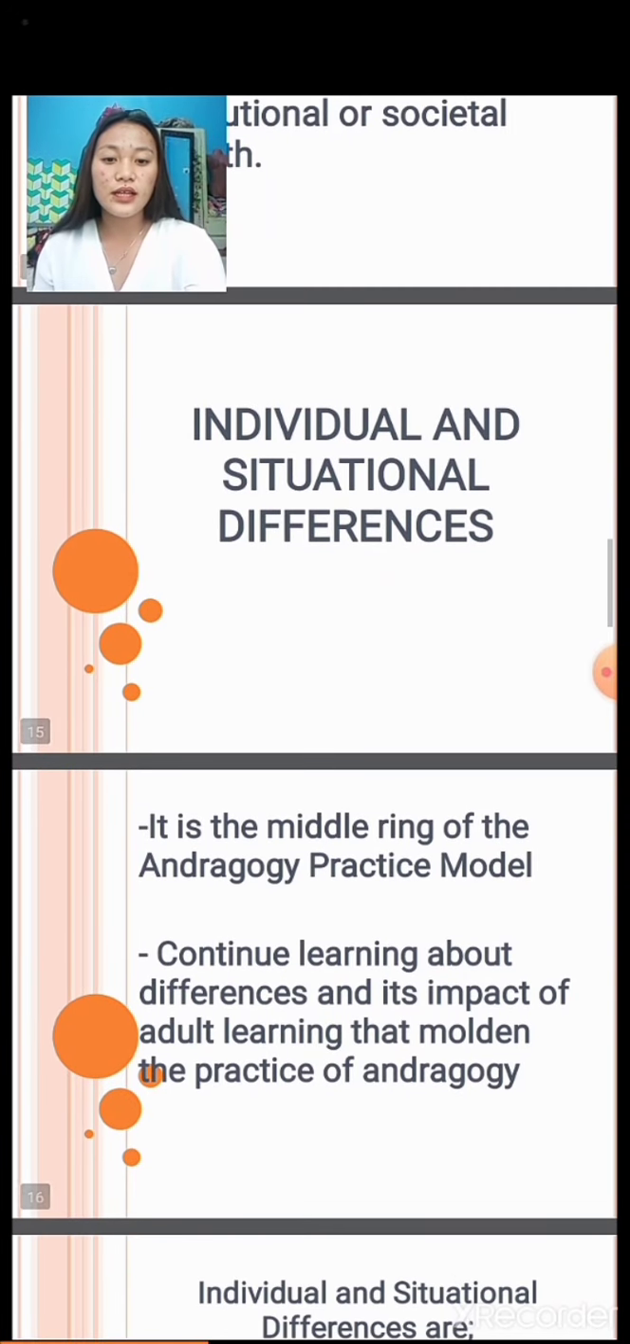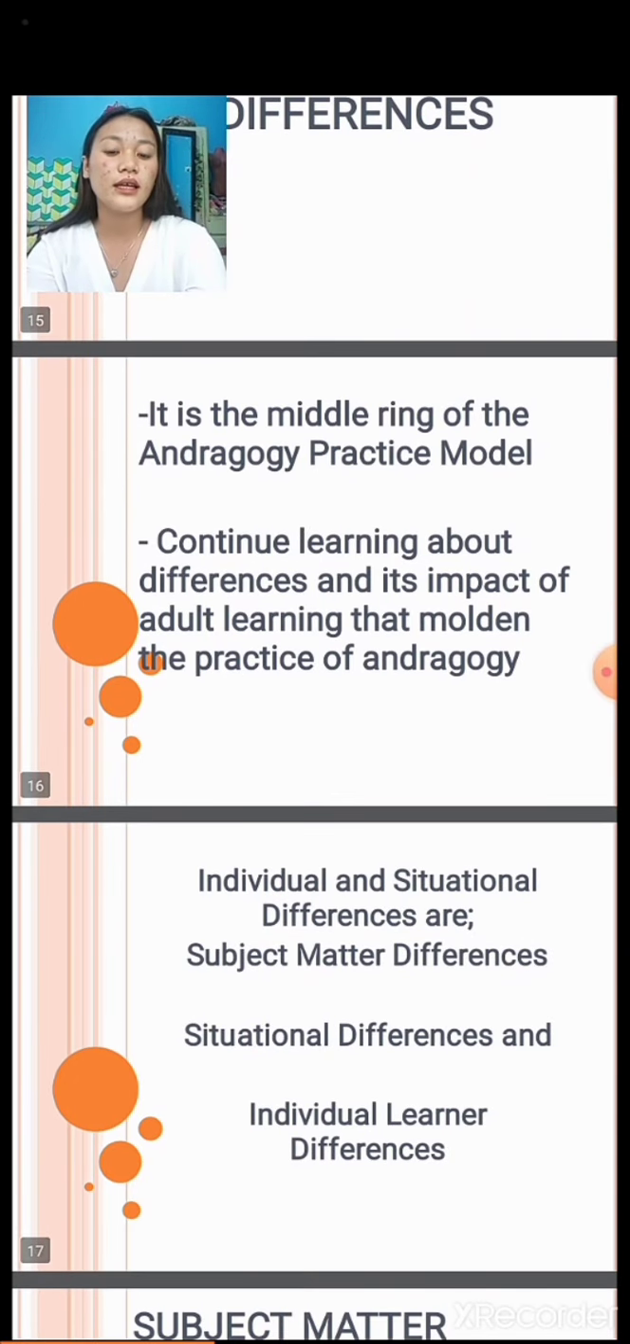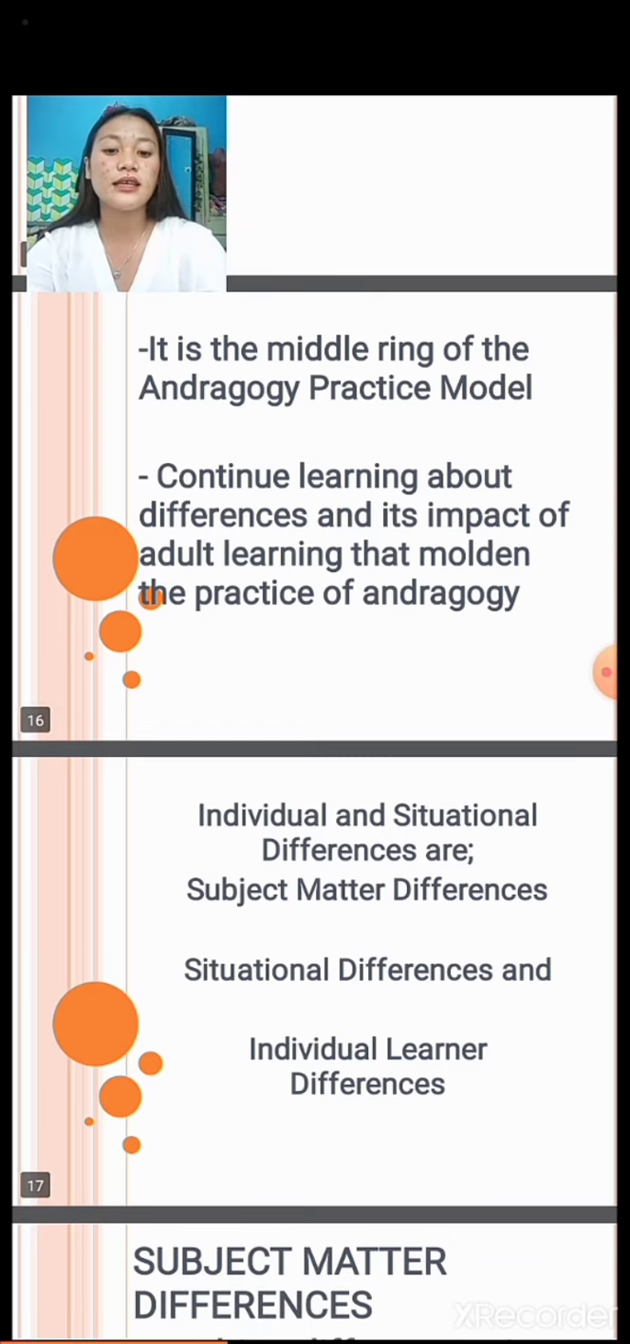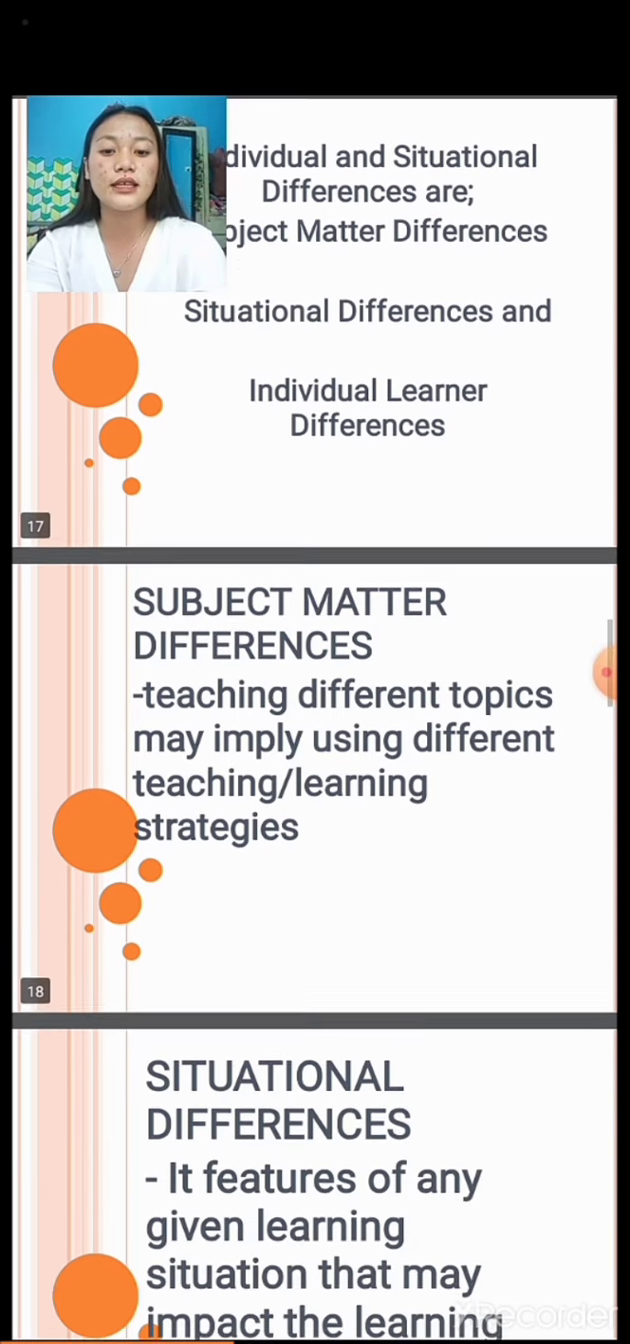Individual and situational differences. It is the middle ring of the andragogy in practice model. It continues learning about differences and their impact on adult learning that molded the practice of andragogy. Individual and situational differences are subject matter differences, situational differences, and individual learner differences.